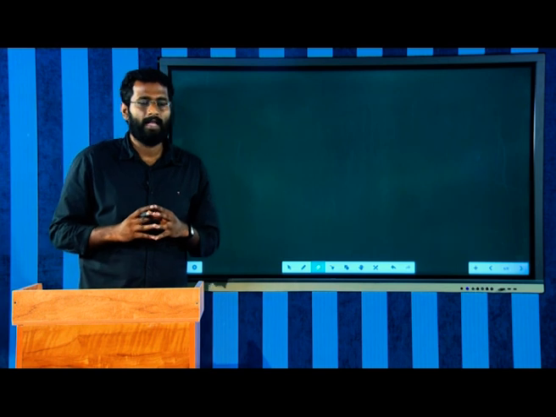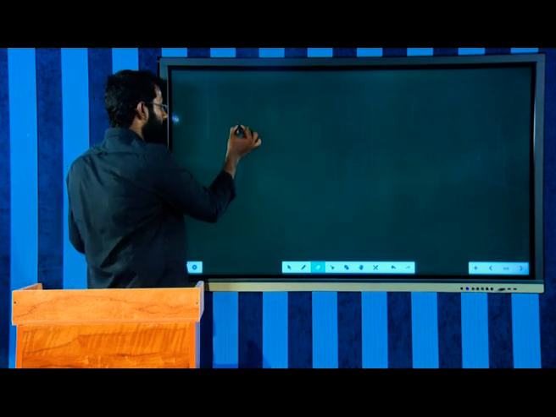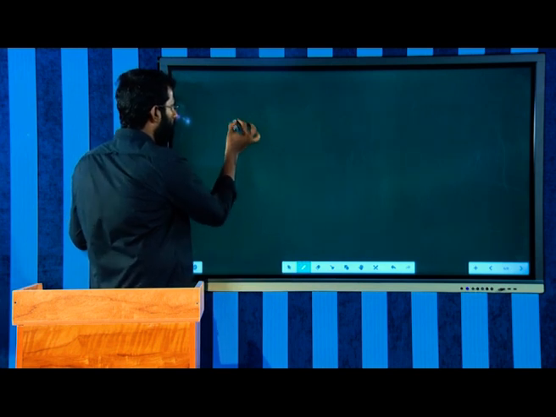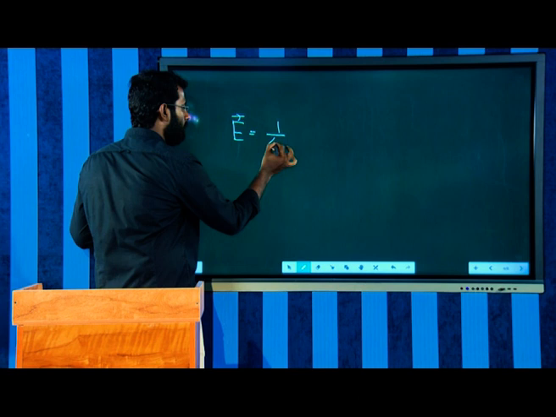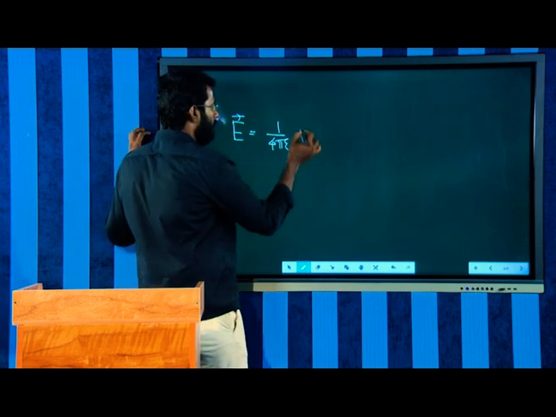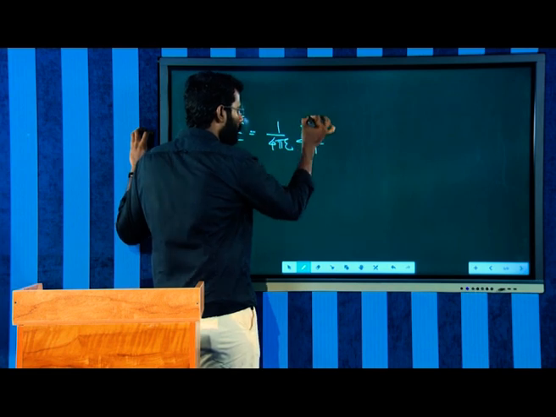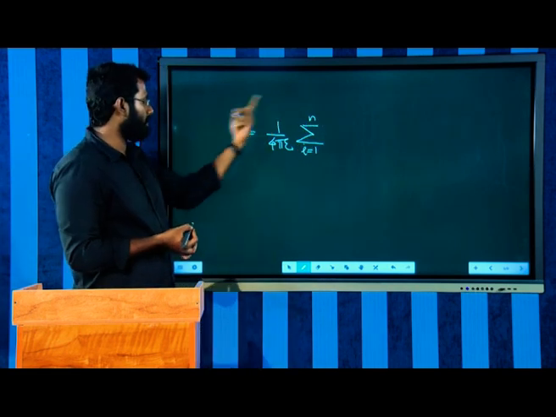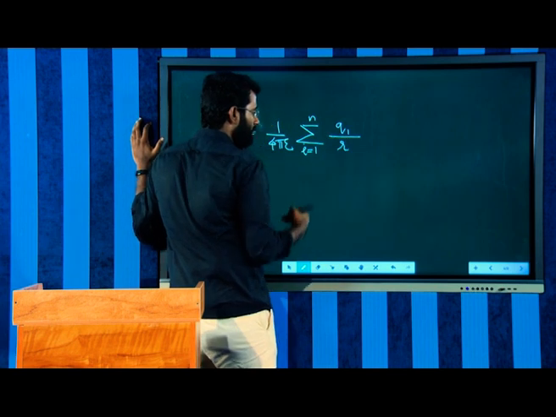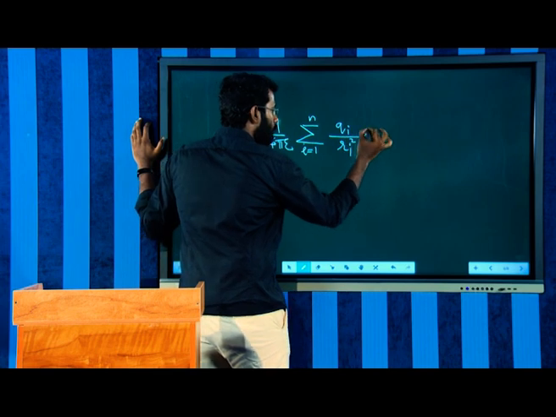Now we know how to calculate the electric field due to some charges, and we know the expression for this: E is equal to 1 by 4 pi epsilon 0, and if you have multiple charges, I can write it as a summation, i is equal to 1 to n. Imagine that we have n charges, then each charge divided by the separation vector squared, that is Qi by Ri square into Ri cap.